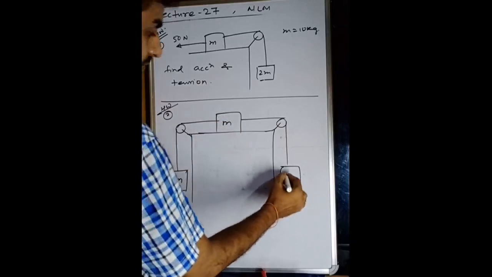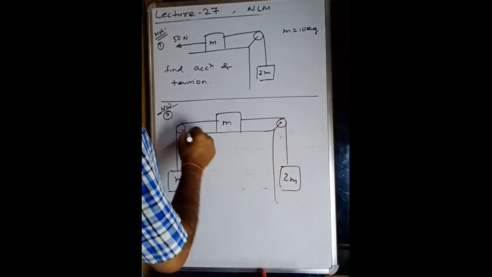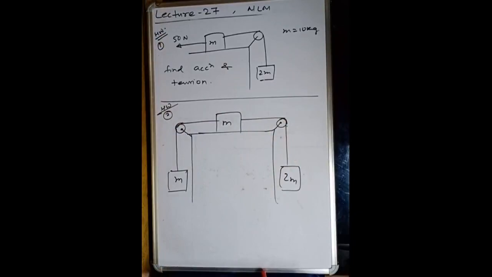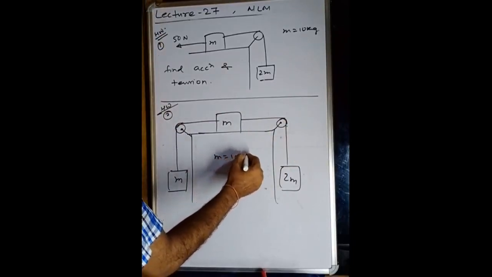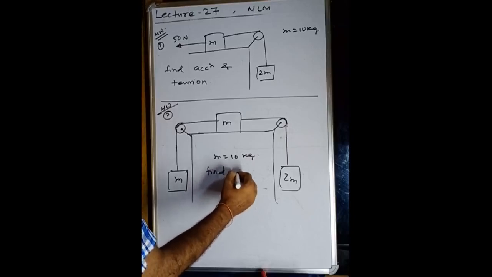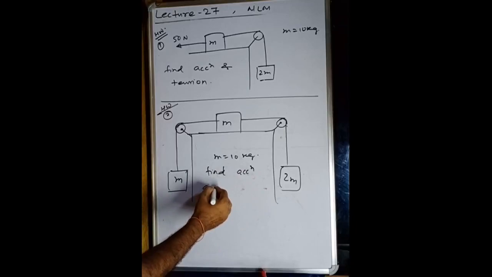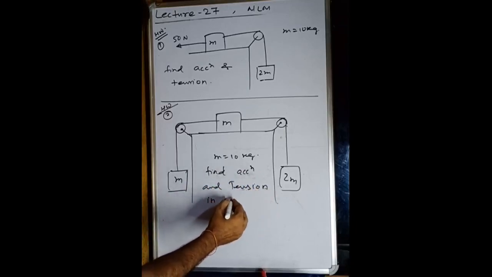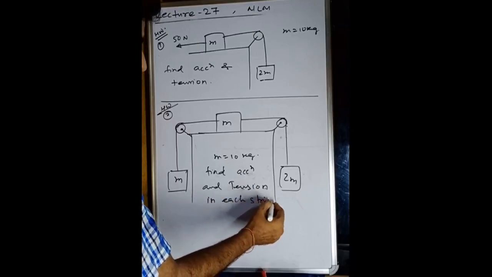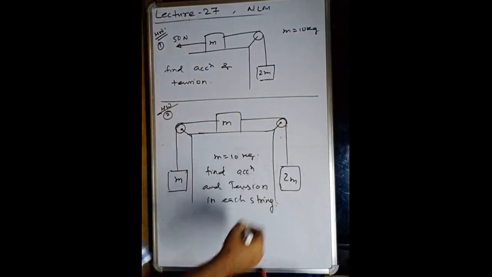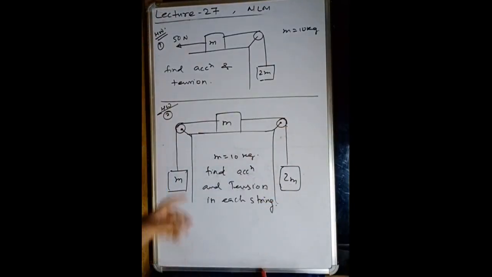M, 2M, this is the pulley over which the strings are passing. M is 10 kg. Find acceleration and tension in each string. Here are the two strings. You have to find the tension in each string and the acceleration of the system.